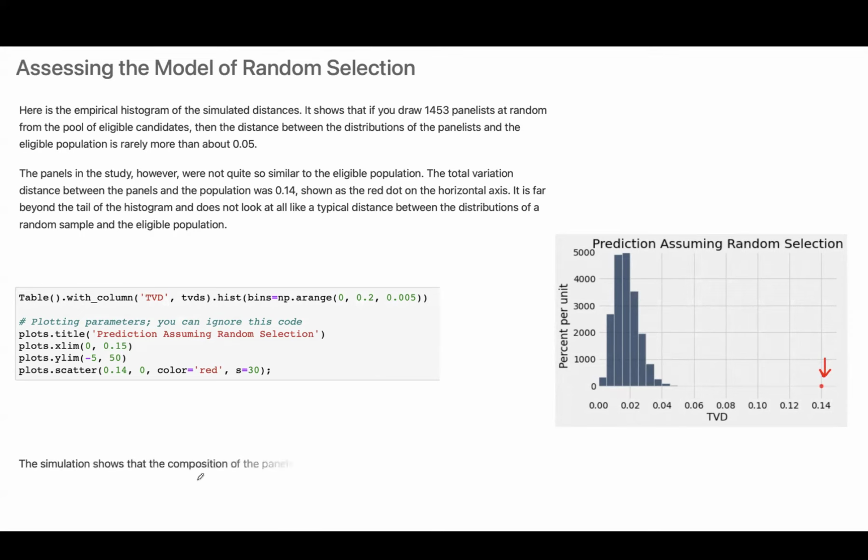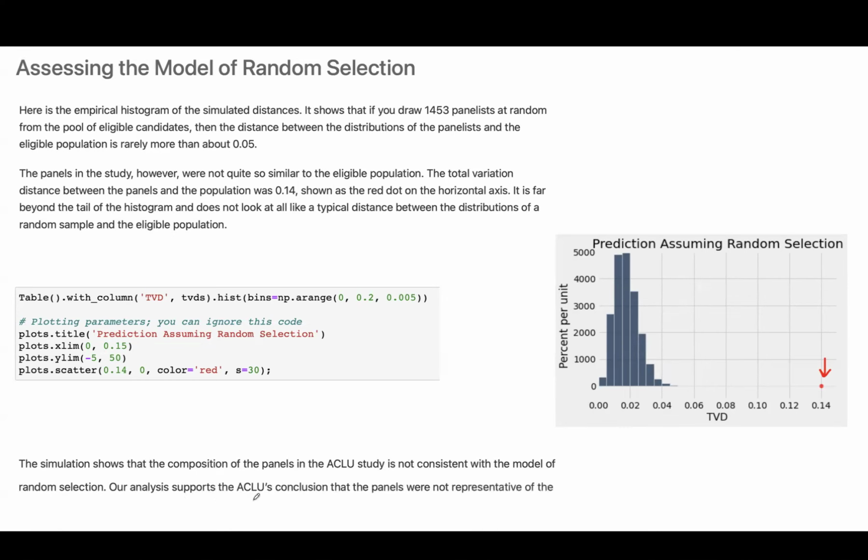The simulation shows that the composition of the panels in the ACLU study is not consistent with the model of random selection. So our analysis supports the ACLU's conclusion that the panels were not representative of the population itself.